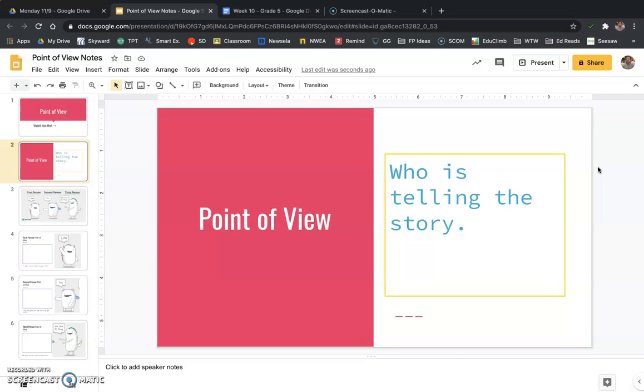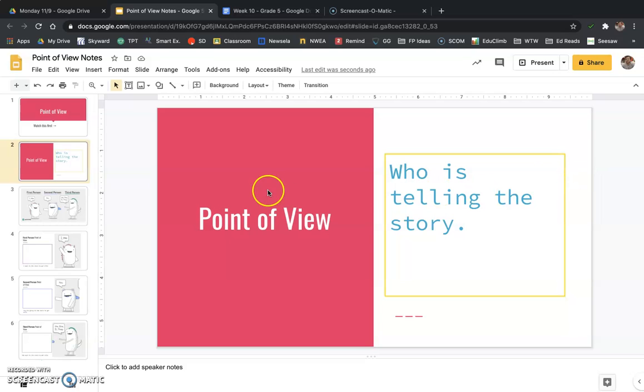Sometimes the person who is telling the story is actually in the story. They are a character in the story. Sometimes it's a narrator who is far away from the story. If you think about the book Holes, Stanley was the main character, but he was not the narrator. There was actually another person telling the story. We don't know who that person was.